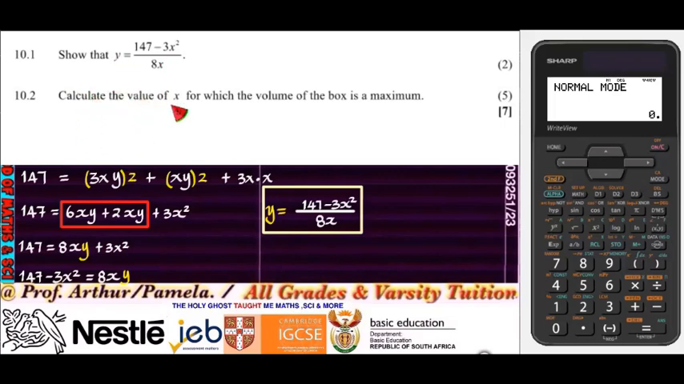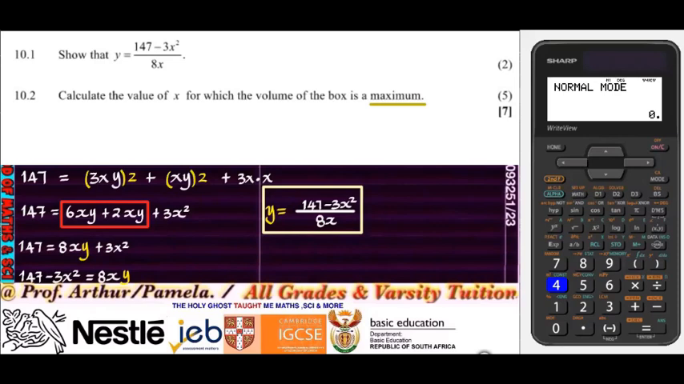Now they say calculate the value of x for which the volume of the box is maximum. So let's underscore here: the volume is maximum. So we're going to have to derive that. Derivative equals 0.